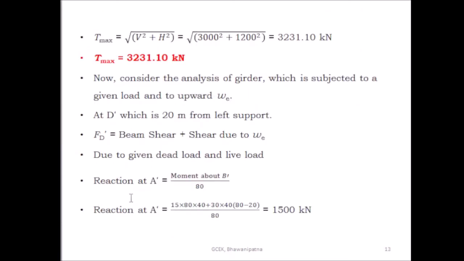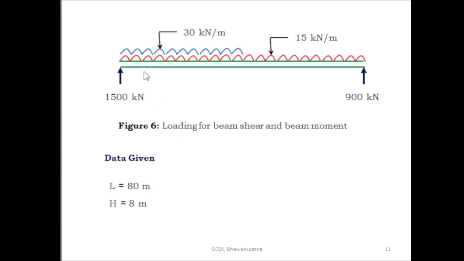So the R A dash that you can find out, the reaction at A dash is equal to moment about B dash divided by 80. So reaction at A dash is equal to 15 into 80 into 40 plus 30 into 40 into 60 divided by 80, is equal to 1500 kilonewton. So this is the reaction at A dash.